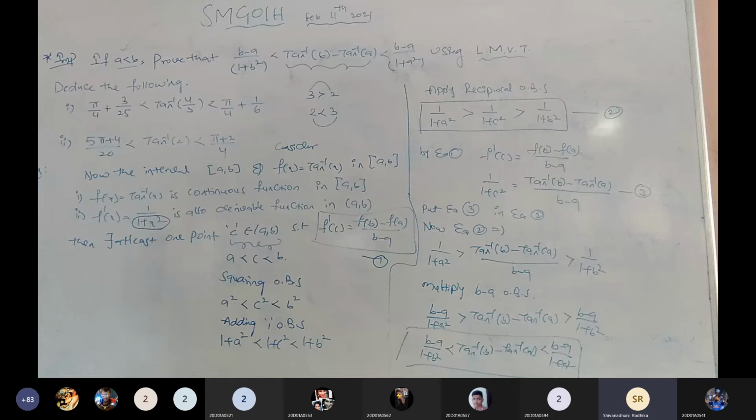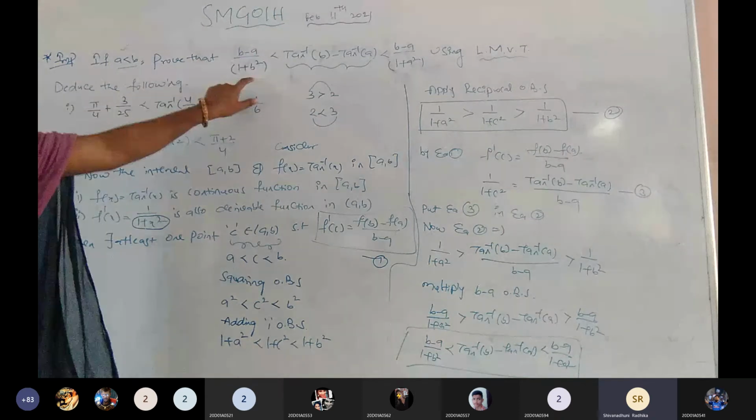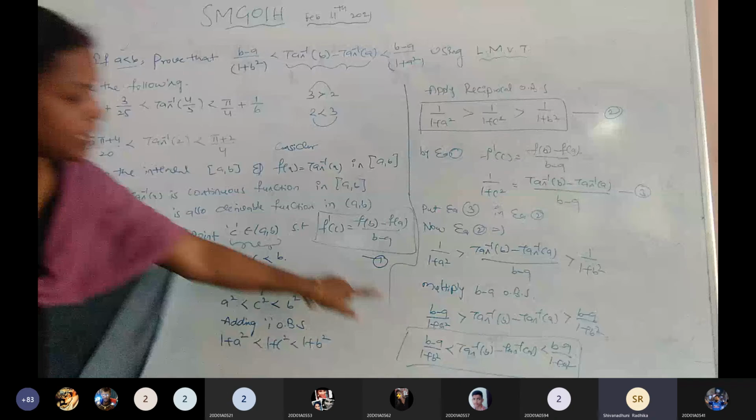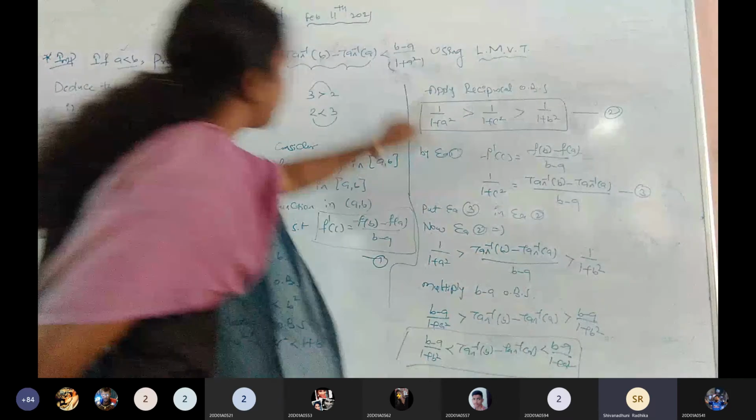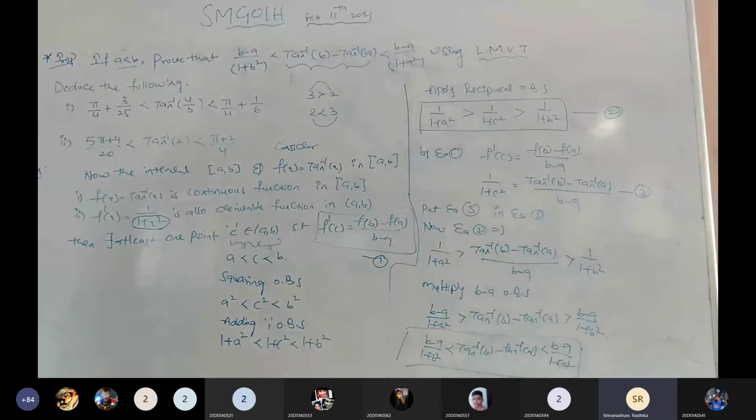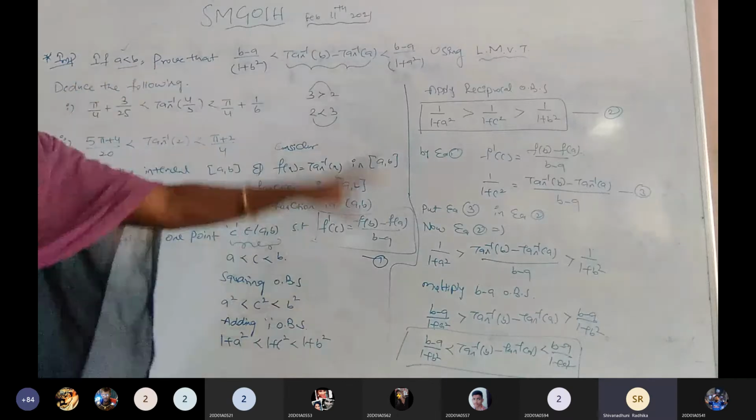Answer we get. Hence the theorem. b minus a by 1 plus b square is less than tan inverse of b minus tan inverse of a. Tan inverse of b minus tan inverse of a is less than b minus a by 1 plus a square. Hence the Lagrange's theorem verified. Completed. They asked us to prove this, and we proved it.